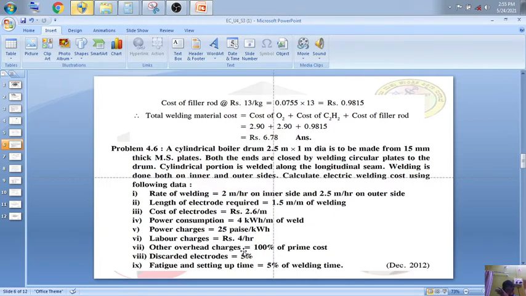Labor charges are rupees 4 per hour. So the total welding time required multiplied by 4 will give you the labor cost. Other overhead charges are 100% of prime cost. Discarded electrode is 5%. Discarded electrode means you cannot use the electrode fully every time, so some part of the electrode will be wasted. That is considered as 5%, and it is also considered for calculating the material cost. Fatigue and setting up allowances are 5% of welding time.